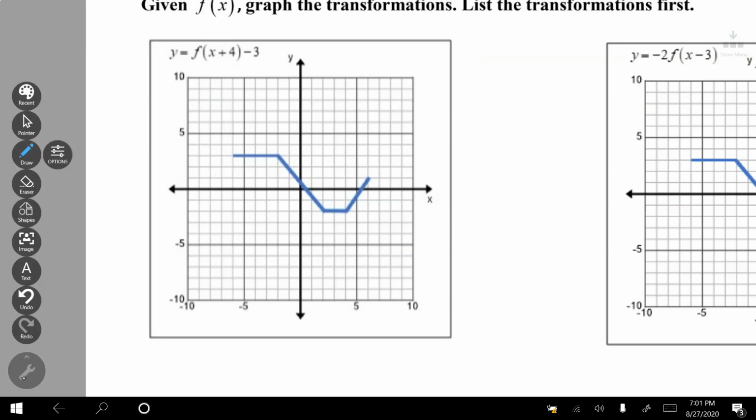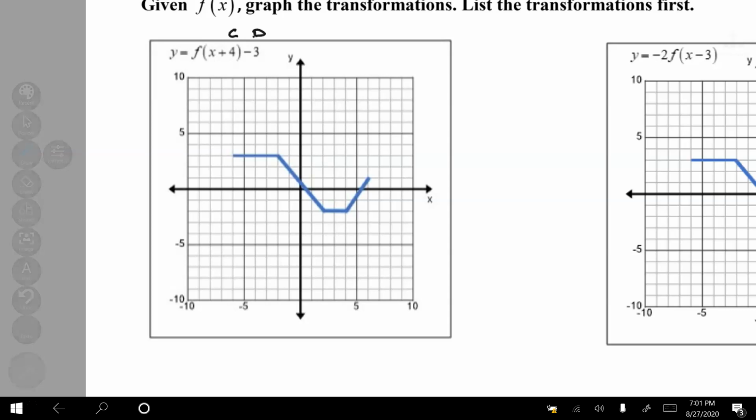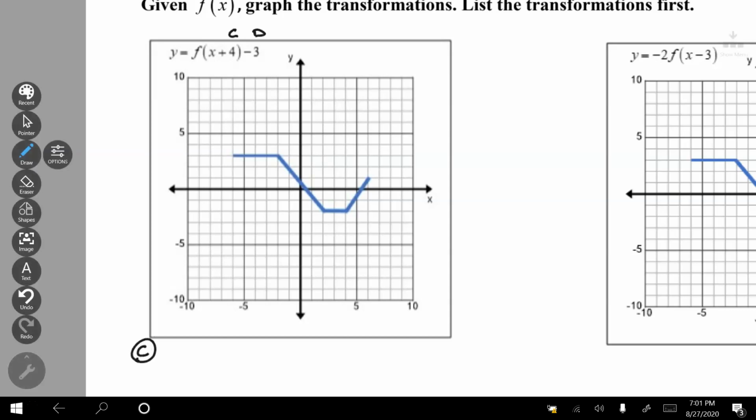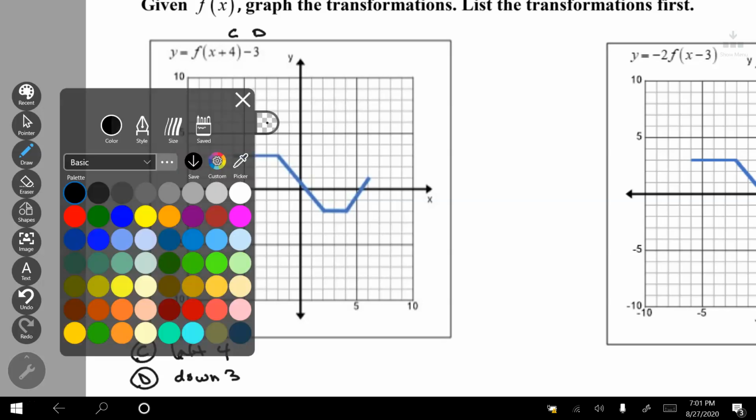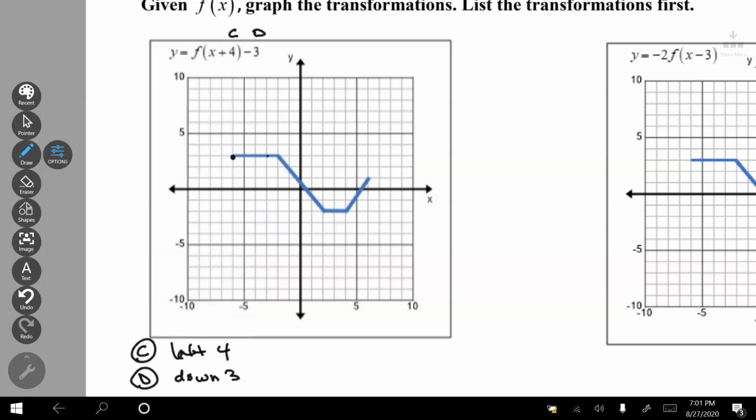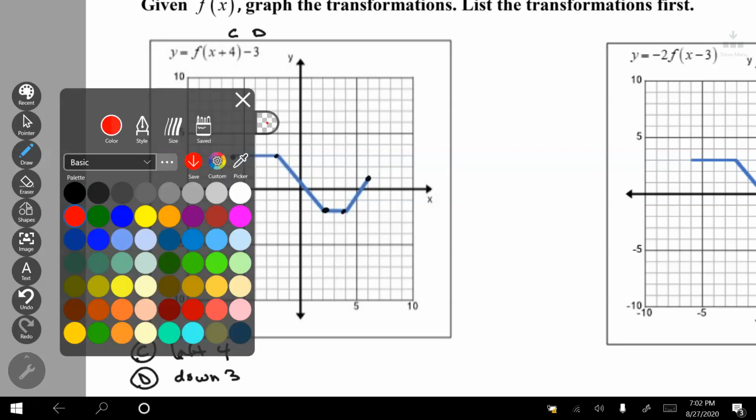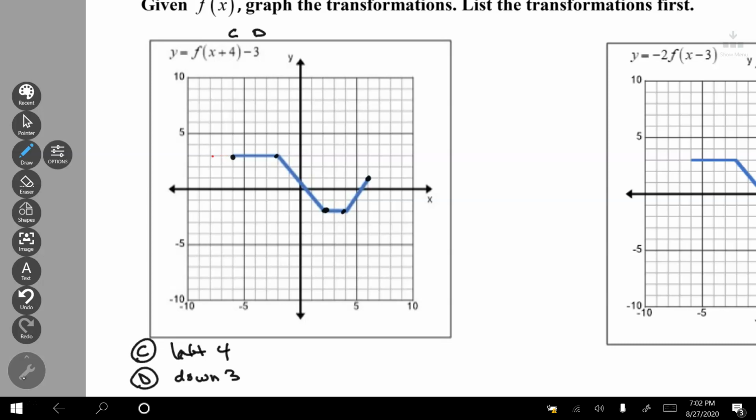Okay, these graphs are kind of small, so I'm going to do one at a time. So I see the letters D and C. It's not going to be right 4, it's going to be left 4, and D, well, outside the parentheses is going to be down 3. So these 5 dots I'm putting in black are the dots I'm going to move, and then I'm going to connect the dots. So left 4, 1, 2, 3, 4, down 3.